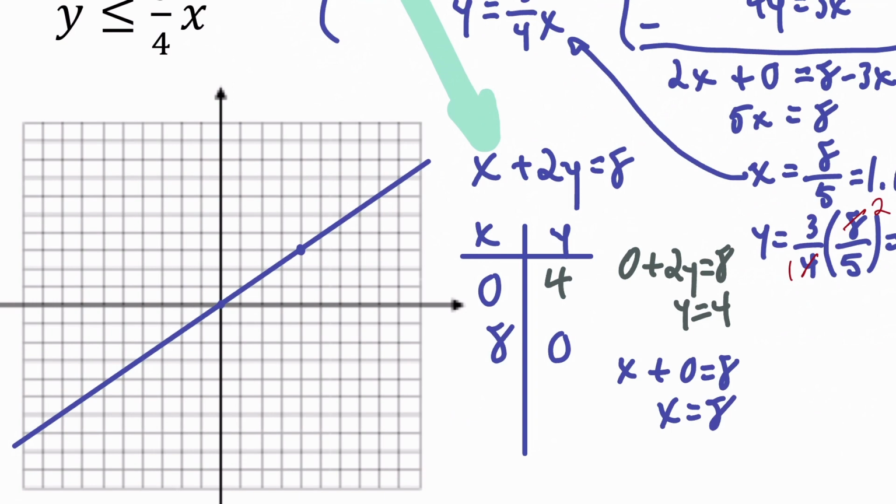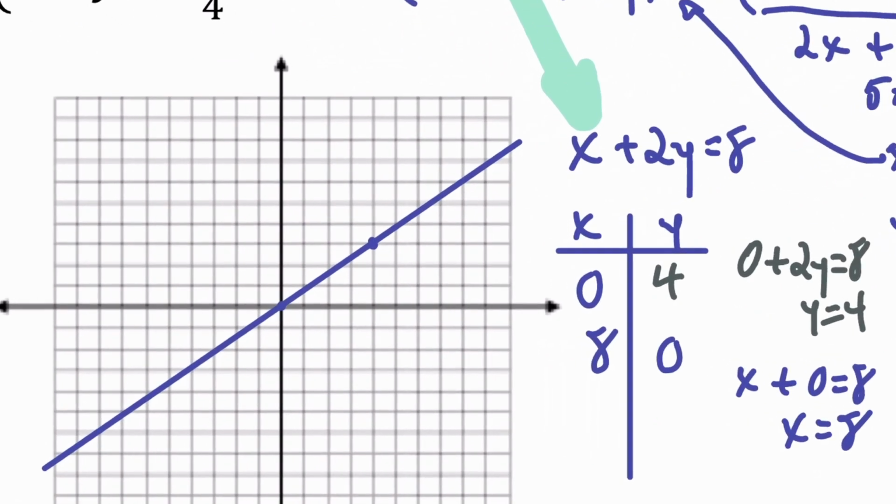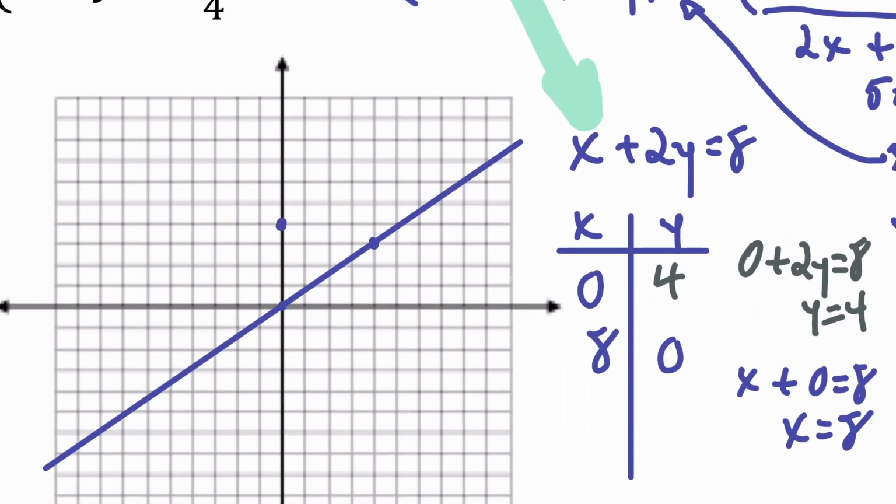So that was kind of straightforward, although we could have used the slope-intercept form. That would have been fine too. So the intercepts are (0, 4) and (8, 0). So (0, 4), right about there. Okay, and then (8, 0), just right about there. So right about there.